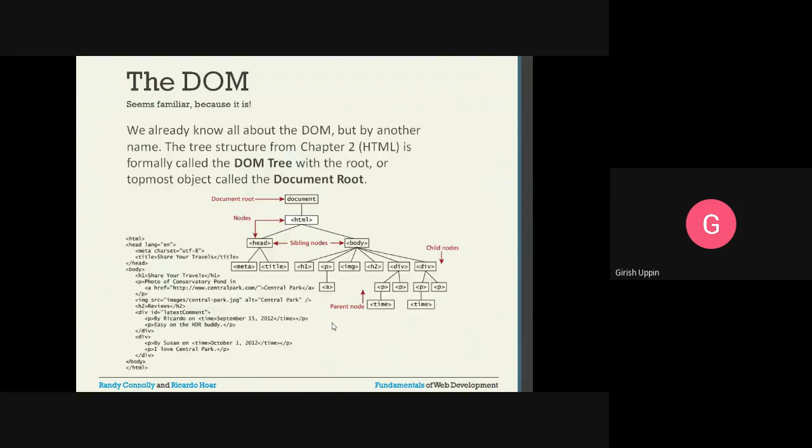So this is the simple page we have. We already know all about the DOM, but by another name, the tree structure, from an earlier chapter. When we talked about HTML, we learned the HTML tree structure. It is formally called a DOM tree, with the root or topmost object called the document root. So this is the HTML document you can see here.